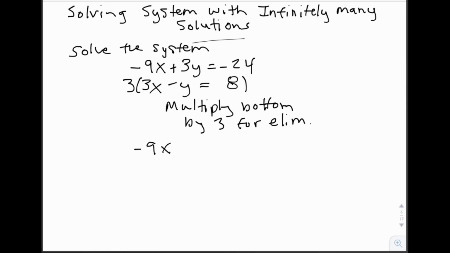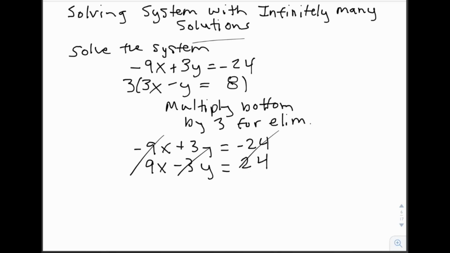I'm going to rewrite the top original. And then the bottom will now be equal to 9x minus 3y, and that is equal to a positive 24. So the negative 9x and the positive 9x, as well as the positive 3y and the negative 3y, will cancel out, and then finally the negative 24 and the positive 24 will cancel out. That will leave us with 0 equal to 0, which does make sense, but it also means that we are left with an infinite number of solutions.